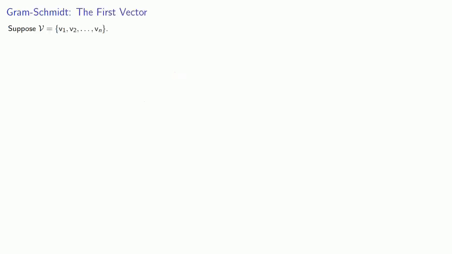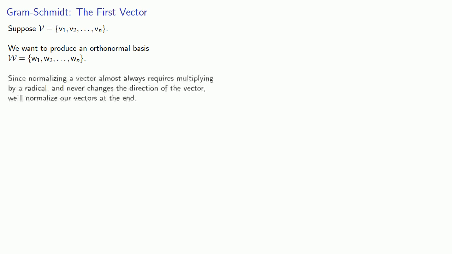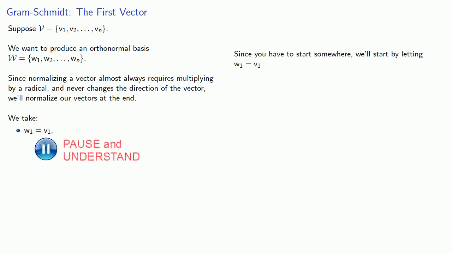So suppose we have our set of basis vectors. We want to produce an orthonormal basis. Now, since normalizing a vector almost always requires multiplying by a radical and never changes the direction of the vectors, we'll normalize our vectors at the end. Since you have to start somewhere, we'll start by letting W1 equal V1. And we can think about this as the first vector in our orthogonal basis.